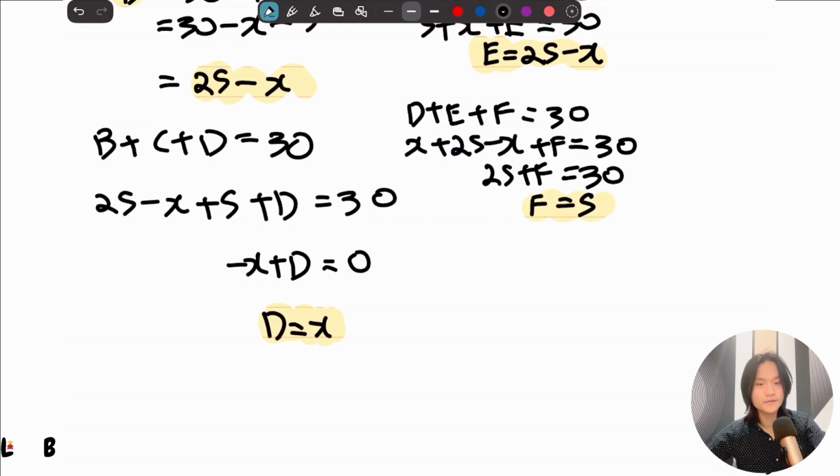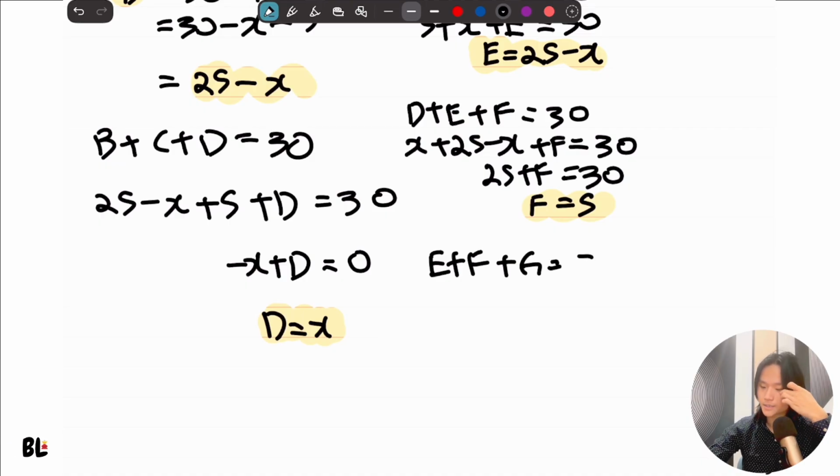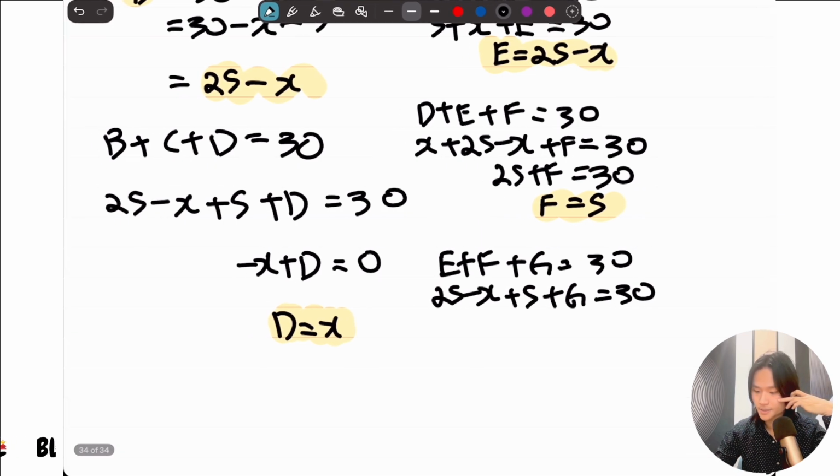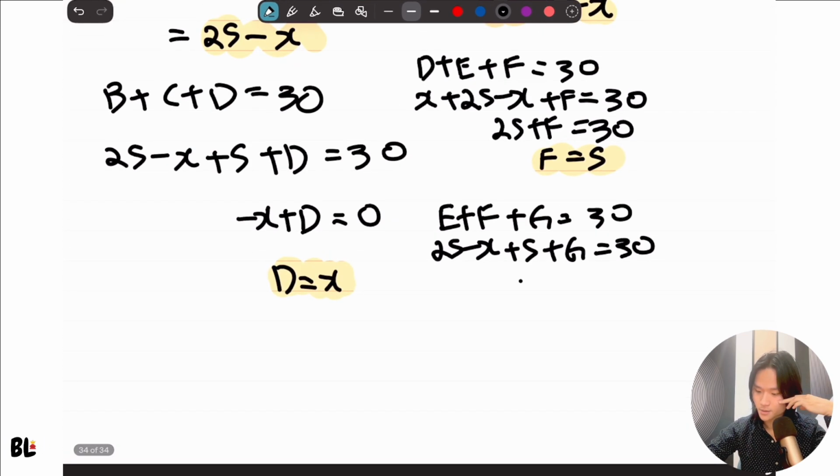So F is 5, and then we do it for E plus F plus G. That is 30. E we know to be 25 minus X, F is just 5, plus G equals 30. Again, 25 and 5 is 30, so the 30s cancel out, and so minus X plus G equals 0. So G is just X.